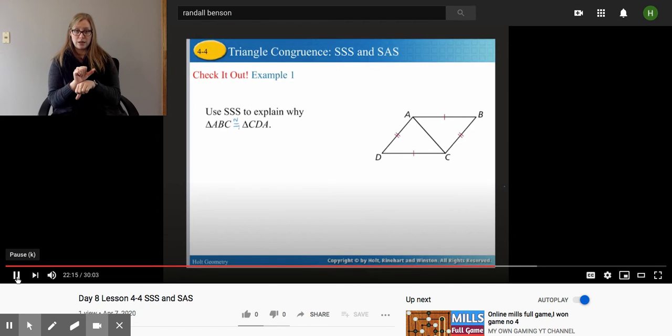So this asks us to use side, side, side to explain, and you can see that I have 2 tick marks on these sides. They correspond. 1 tick mark on AB and DC. They correspond. And then that third side is one of those sides that's shared in both triangles.